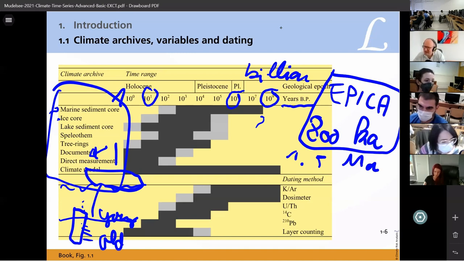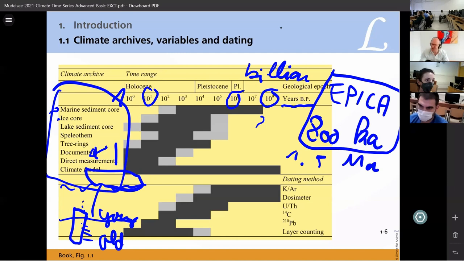Now I see questions here, good. Excuse me, I will just read the questions and try to answer them. How much does it cost to make one core in the ocean? I don't know. We speak about tens of millions of euros, I would guess. Usually the different nations, USA and European nations, fund the Ocean Discovery Program. I would guess they have a budget of a few billion perhaps per year. I'm not sure.